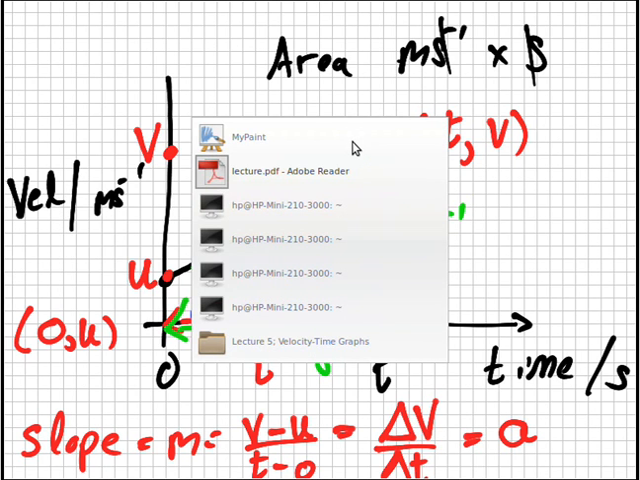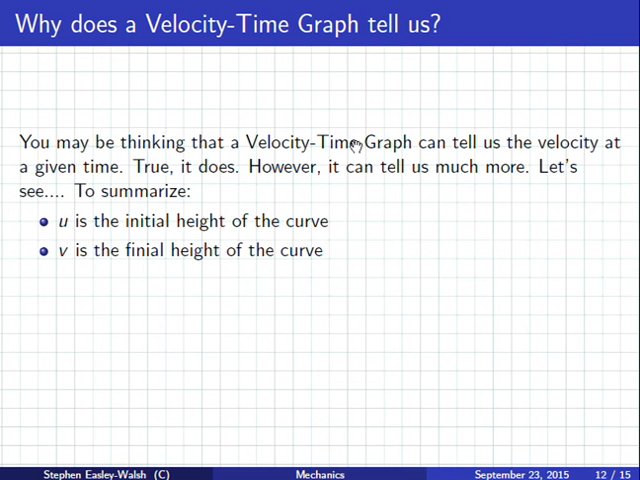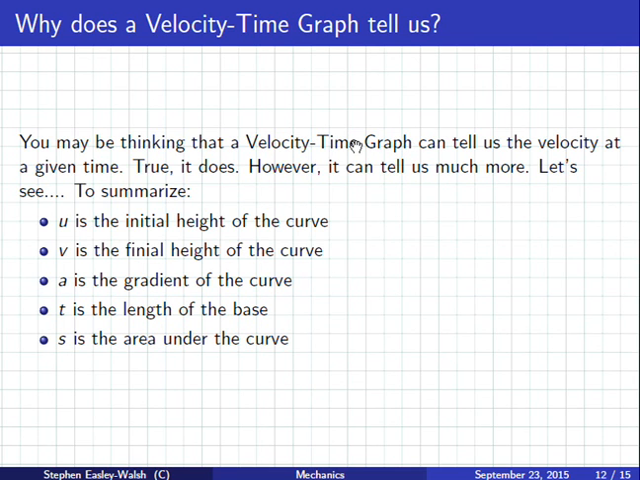Okay, I can continue back with the slides. So to summarize, U is the height at the start, V is the height at the end, A is the slope, T is how big the base is, and then what's the area? That's the S. So the graph has all the information on it, UVATS.